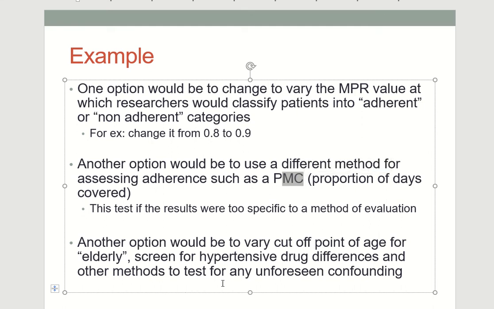Another option would be to vary the cut-off point of age for elderly. So what is the definition of elderly? Above 70, above 65, above 75. So you start changing these cut points, rerun the analysis and see what you get.